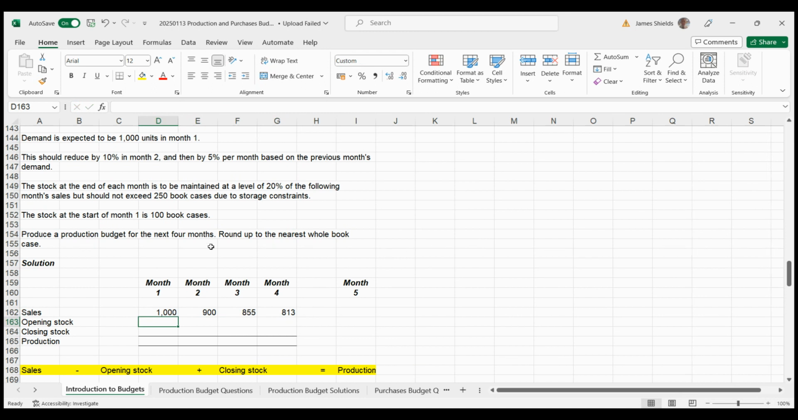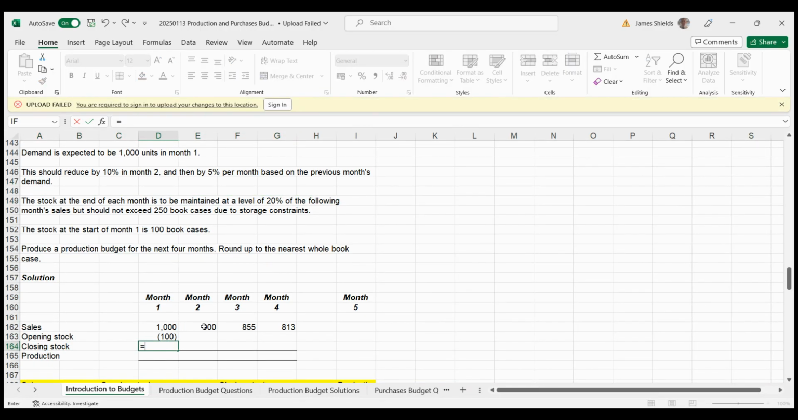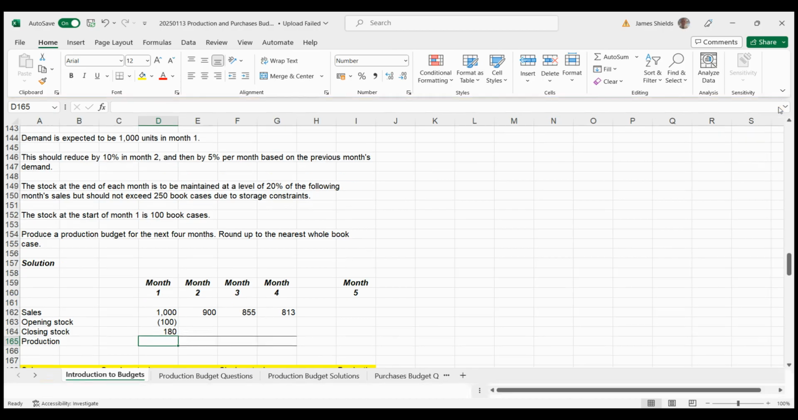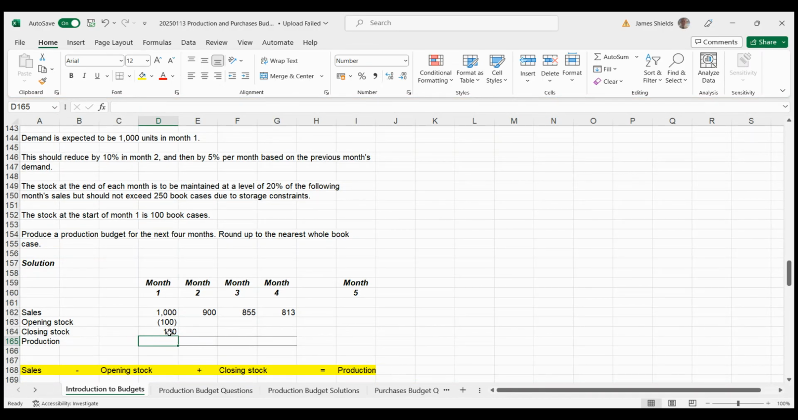And the opening stock. Stock at the start of month 1 is 100 bookcases. Minus 100. The stock at the end of each month is maintained at a level of 20% of the following month's sales. So that's going to equal the 900 times 0.2. So the production then is going to be the combination of 1,000, the number of units sold, less the 100 we had at the beginning, plus 180 at the end. So we'd actually have to produce 1,080 units.